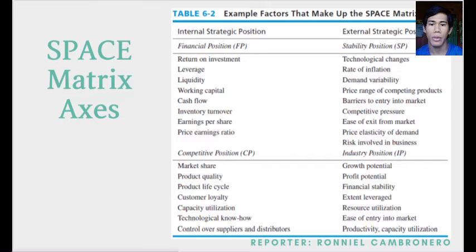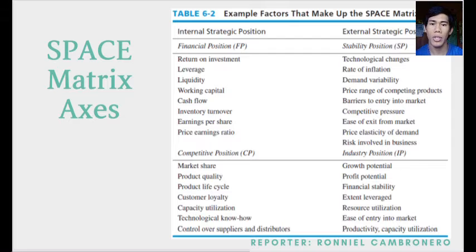For Table 6.0, we have examples of factors that make up the SPACE matrix axis for the internal strategic positions. Enumerated are the factors that affect financial position and competitive position. In financial position, we have return on investment, leverage, liquidity, working capital, cash flow, inventory turnover, earnings per share, price-earnings ratio. In competitive position, we have market share, product quality, product life cycle, customer loyalty, capacity utilization, technology know-how, control over suppliers and distributors. For the external strategic positions, enumerated are also examples of factors that affect stability position and industry position.